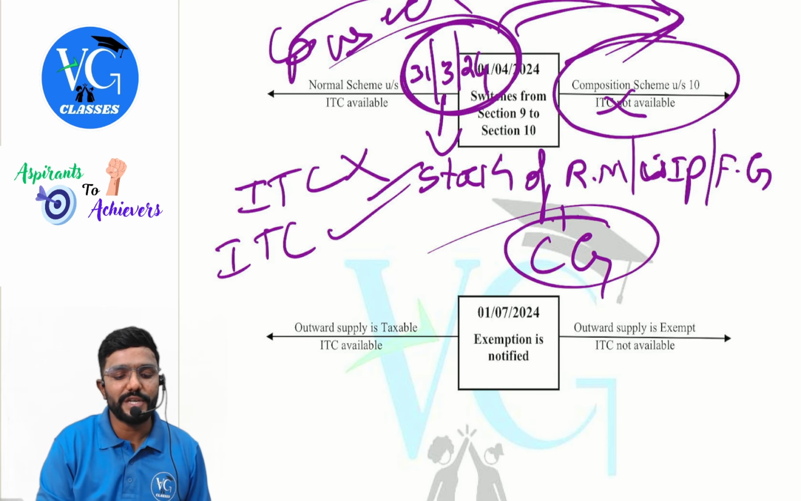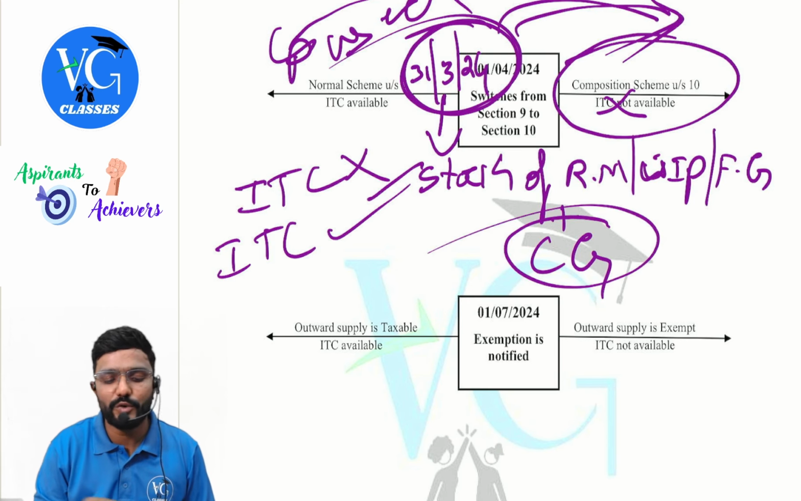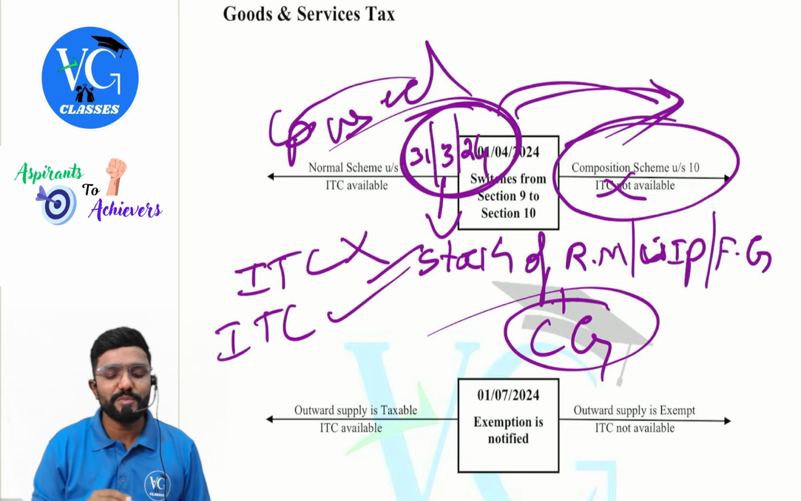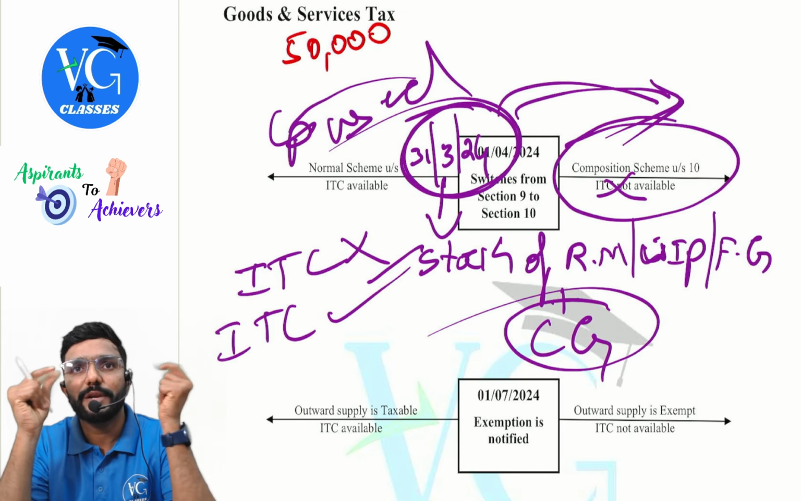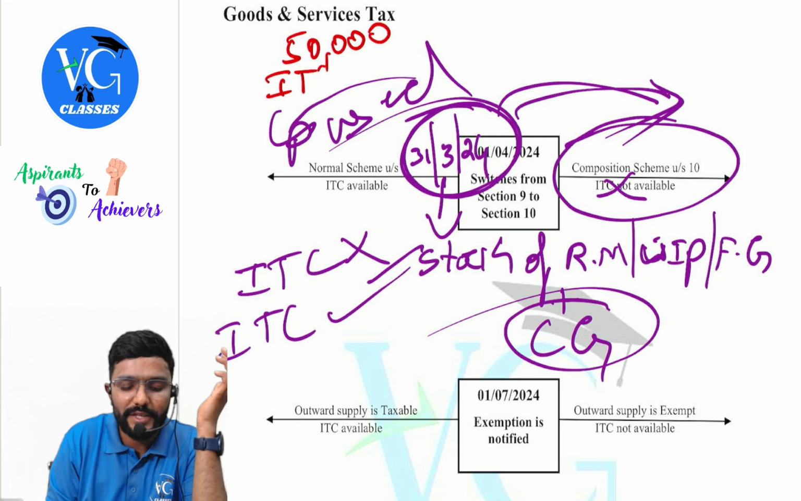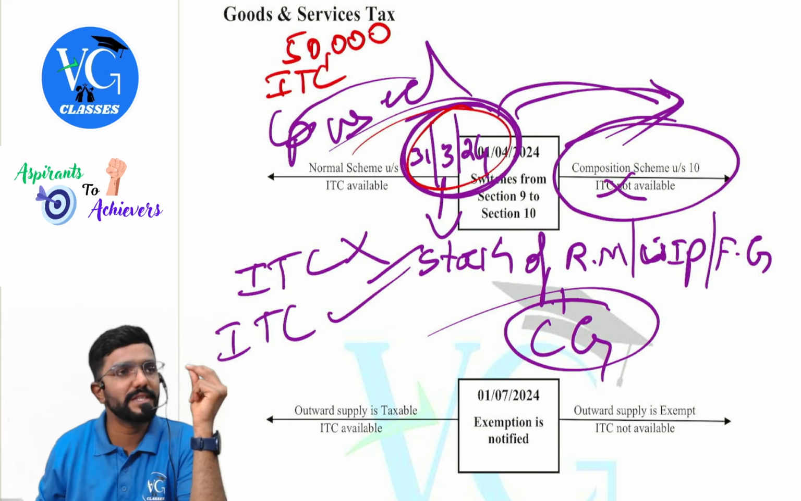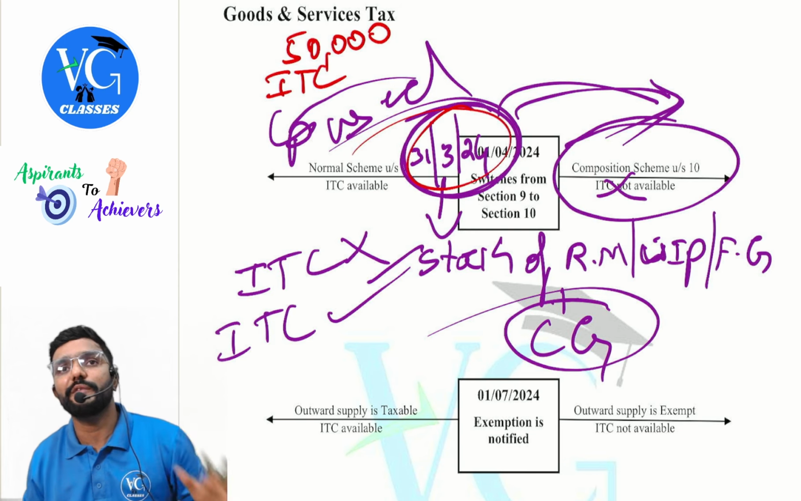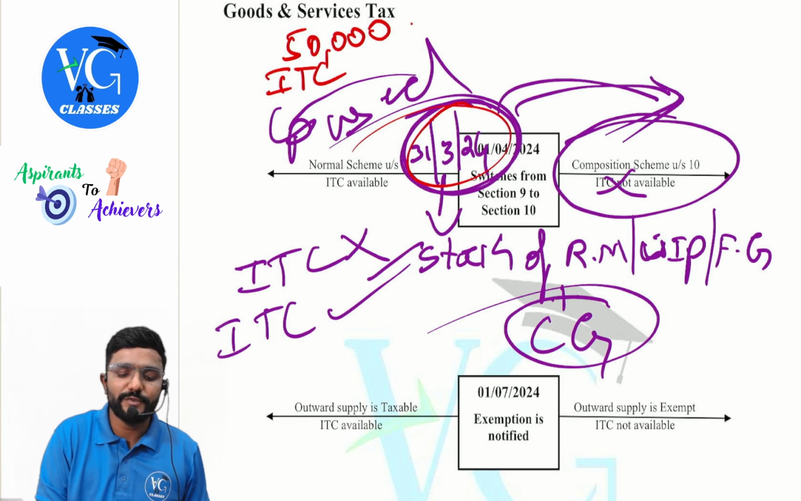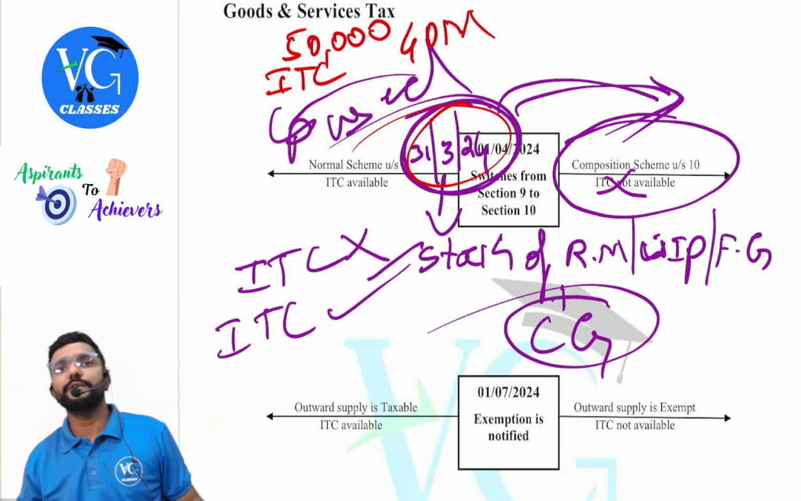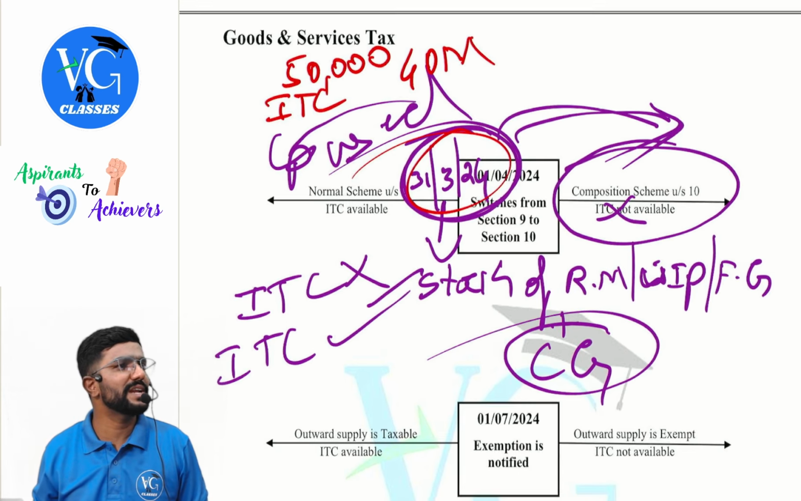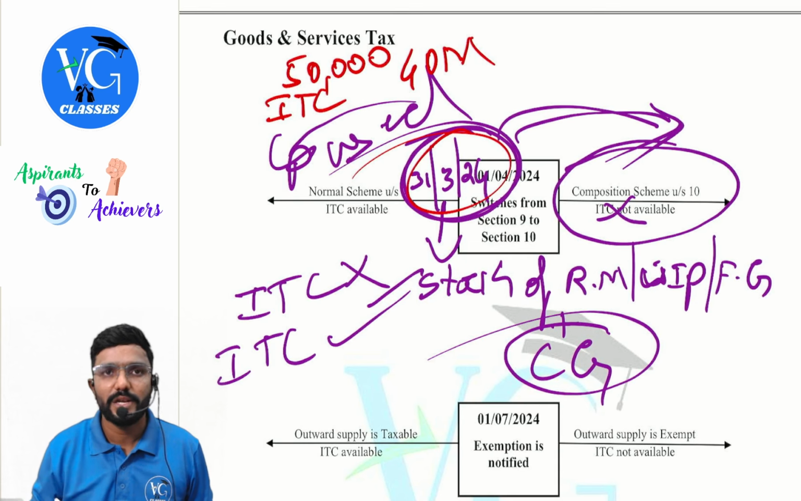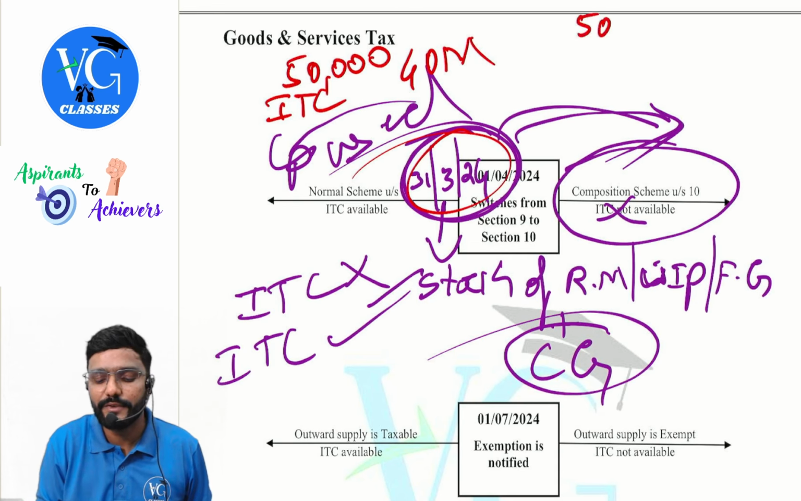Whereas for capital goods, guys, listen here, capital goods is a different story. Assume, guys, I have already claimed a credit of 50,000 for capital goods. And till 31st March, check how long you have used it. Assume I already used it for 40 months. Now for capital goods, they are considering the total useful life as how much? 60 months. Now how much credit should I reverse?